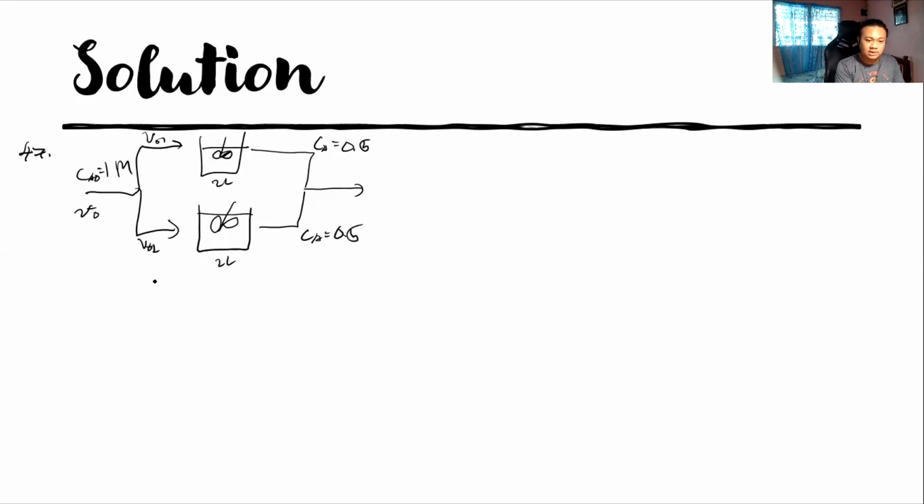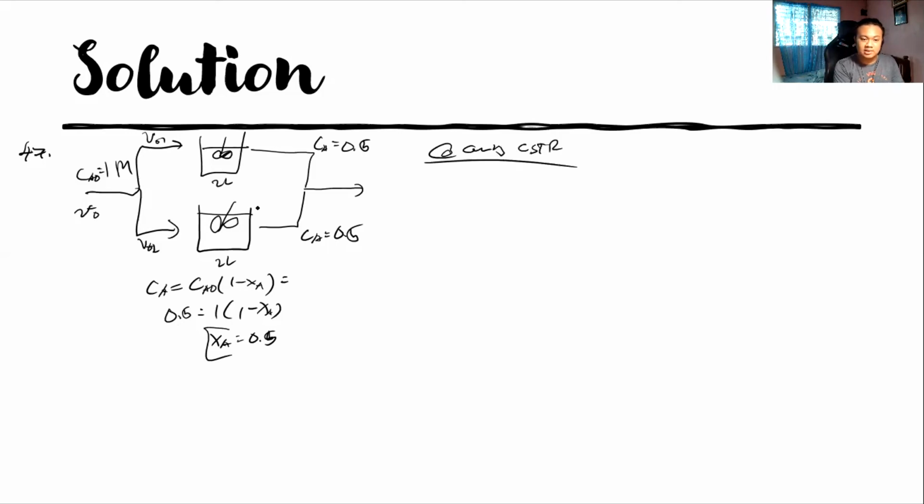Okay, we know that CA is just CA0 times 1 minus XA, right? And then we know that this is 0.5, this is 1, then 1 minus XA, so XA is 0.5 here. Yeah, we know that. So at any CSTR, they are the same, so we just multiply by 2 to get the total volumetric flow rate, right?